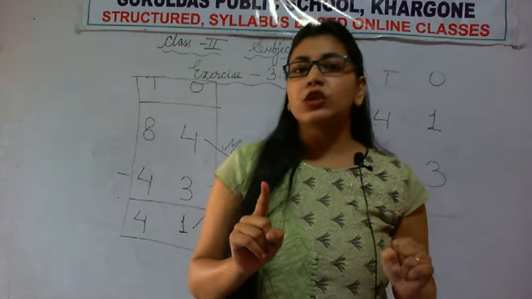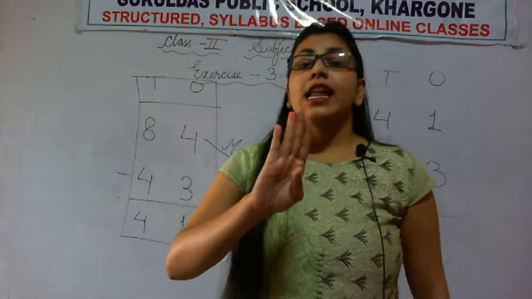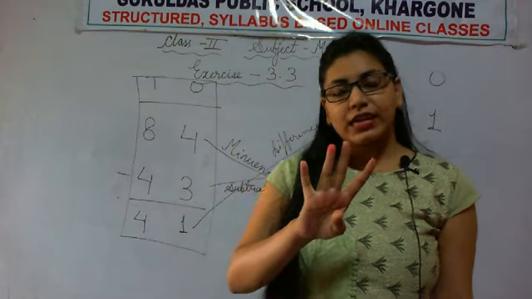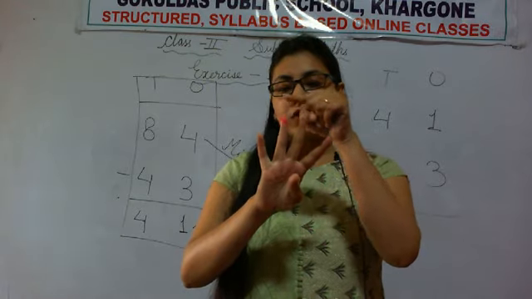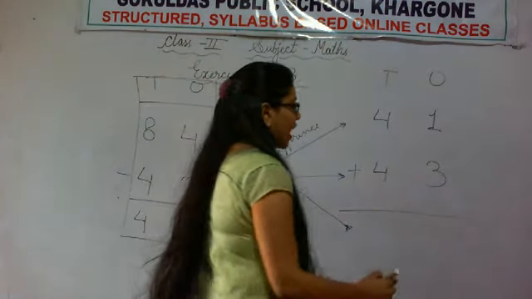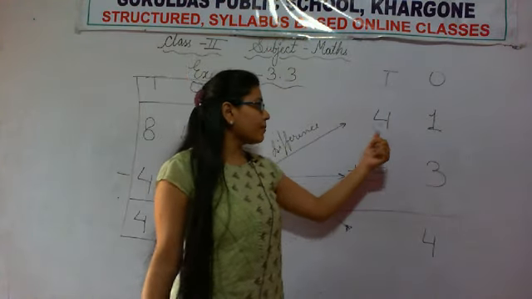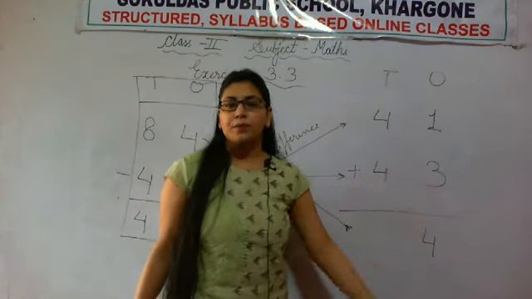Plus 3 is there, so we'll open 3 more fingers. 1, 2, 3. Now we'll count how many fingers are there. 1, 2, 3, 4. 4 fingers are there, so we'll write the number 4. Now tens column, 4 plus 4.